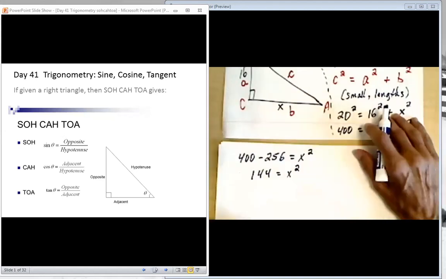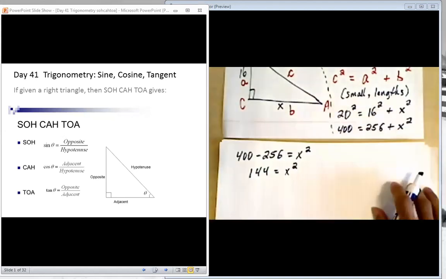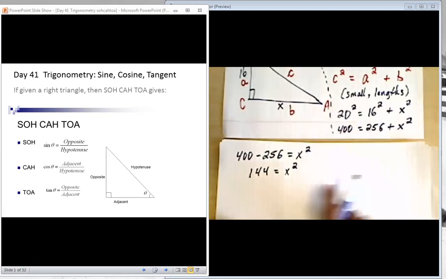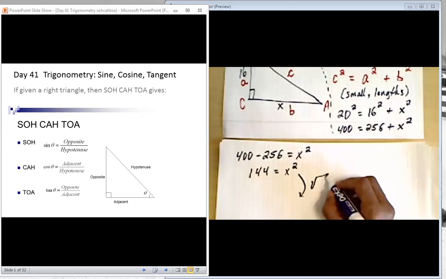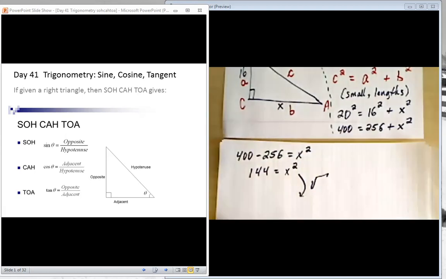Okay. Now, what do we do to get to the next step? We don't have x, we got x squared there. Nice. From class, that's exactly what we do. Okay.